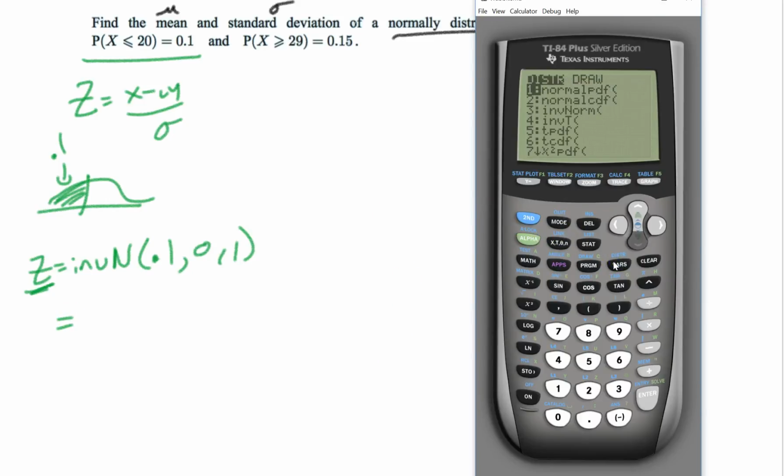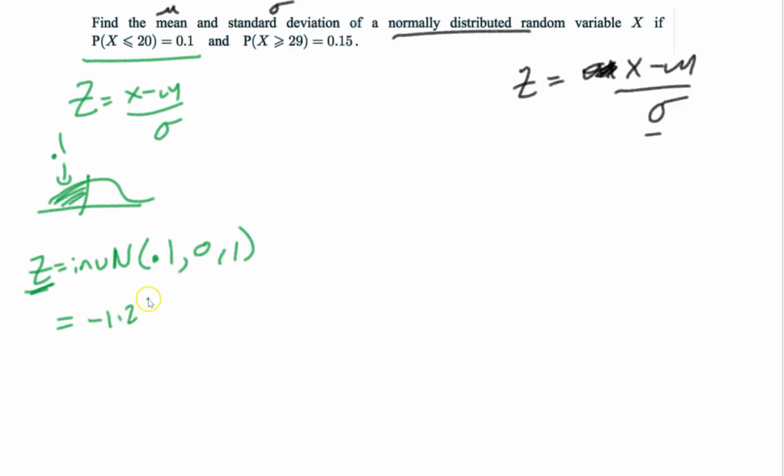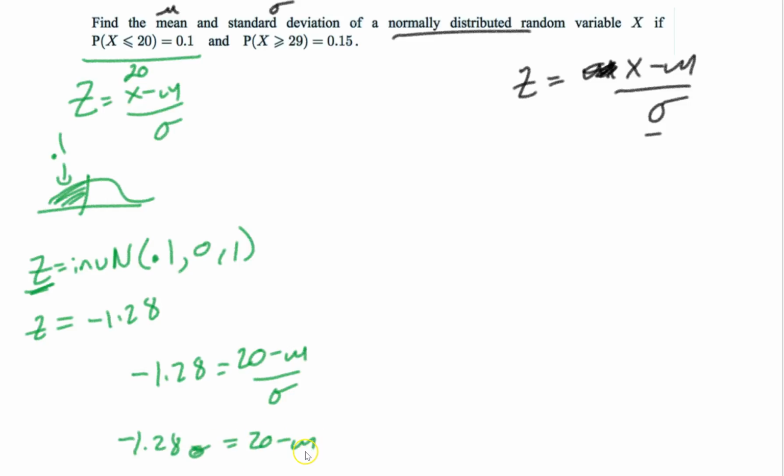So invert normal, 0.1, 0.1, enter, enter, enter, negative 1.28. So that's my z. So my equation here, I have negative 1.28, it's my z, equals, well, x in this case was 20. So 20 minus mu over standard deviation. So that's as far as I could go. Actually, I can make it a little pretty. I'll multiply both sides by standard deviation. Standard deviation, 20 minus mu. Just so it's not as ugly.